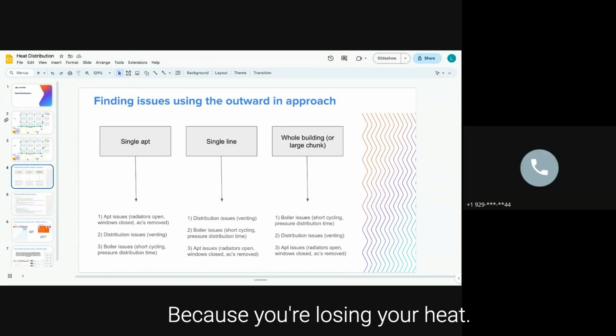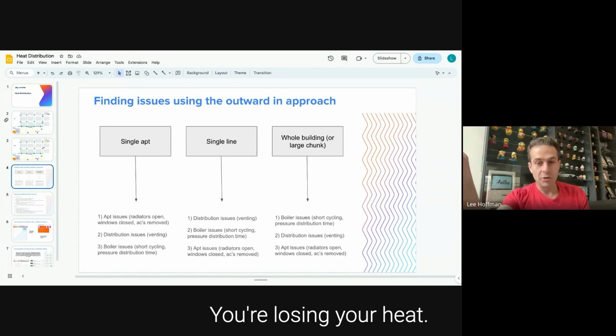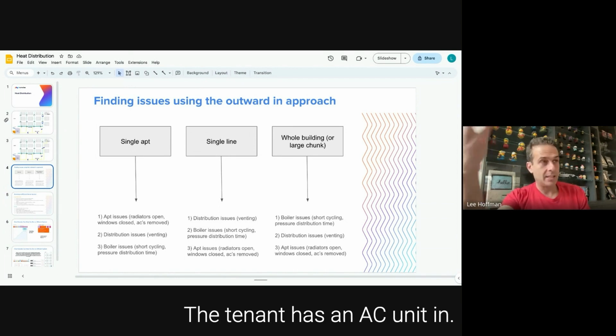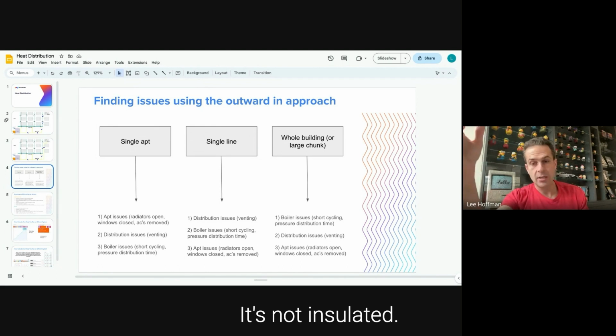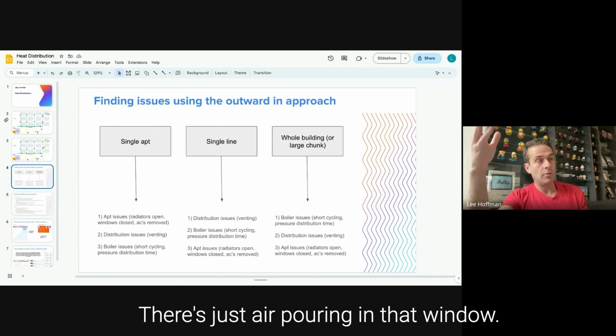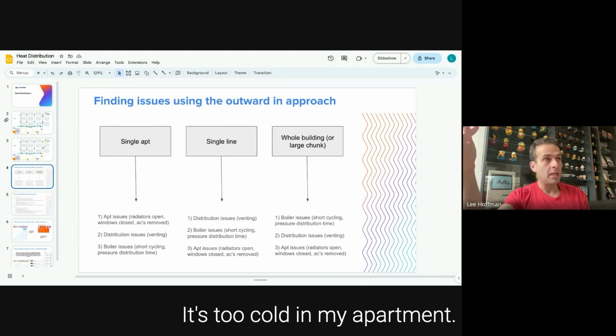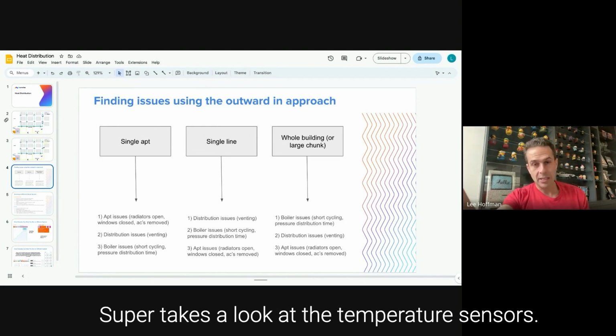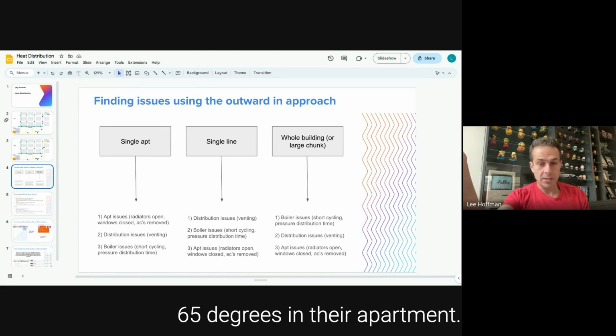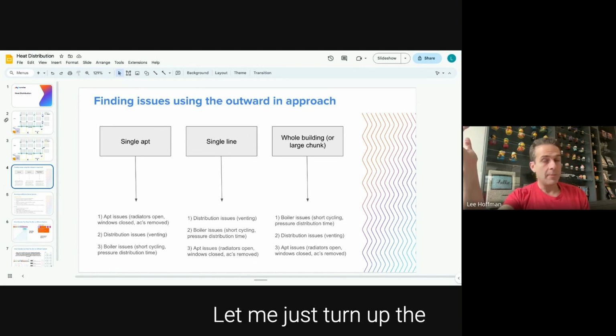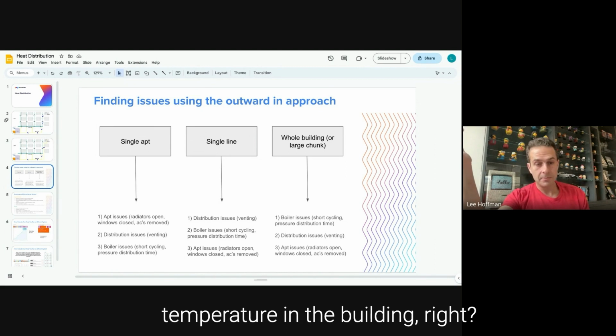Because you're losing your heat. Exactly. And what happens? The tenant has an AC unit in, it's not insulated, there's just air pouring in that window, they're cold, they call the super at 11 p.m. on a Saturday night, it's too cold in my apartment. Super takes a look at the temperature sensors, 65 degrees in their apartment. Oh, you're right. Let me just turn up the temperature in the building.